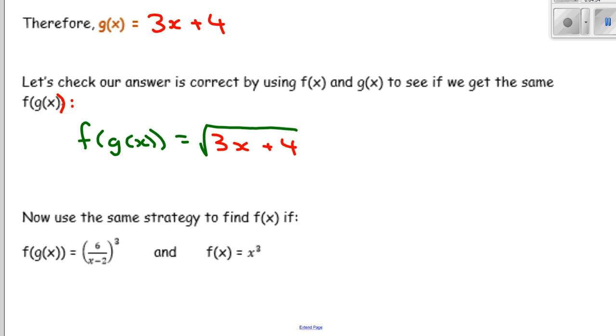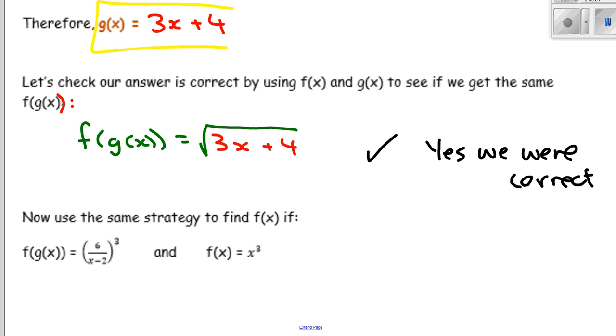Yes, we were correct. So you might just want to also highlight which part of this was the actual answer? This was the answer. So that's our answer. So we were asked to find g of x. This was just to check our answer was correct. If we subbed in the g of x into f of x, did we get the composite function?